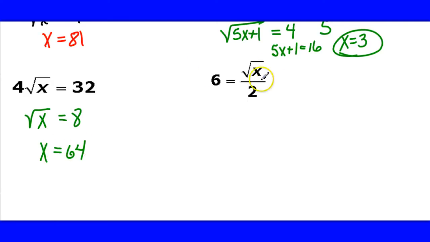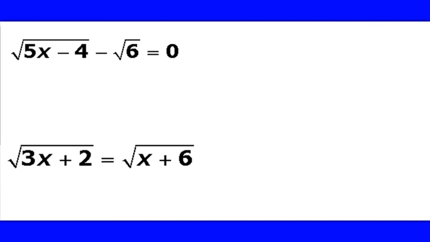Okay, so in this case, I could, if I wanted to, square both sides first and get 36 is equal to x divided by 4, then divide both sides by 4. Or I can multiply both sides by 2 and get 12 is equal to the square root of x. Square both sides, x is equal to 144. Okay? All right, now we're going to try some harder ones.